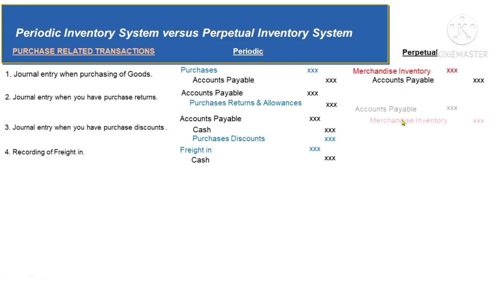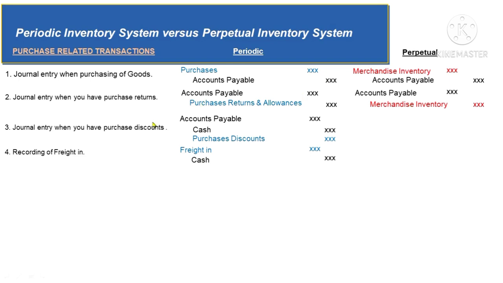Now, in the purchase returns, instead of crediting the purchase returns and allowances, the one credited here in the perpetual inventory system is again the merchandise inventory account. Because it's actually true that if you return goods to the supplier, your merchandise inventory, which is an asset account, will really be decreased or credited.